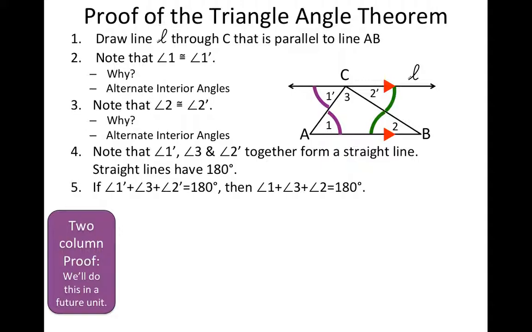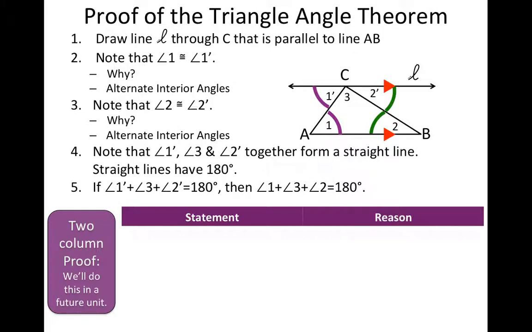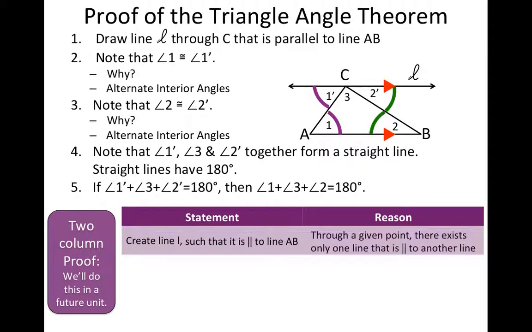Now let's do a 2-column proof. This is a kind of formal proof that we'll do later in the year in a different unit. 2-column proofs have statements, and they have reasons for those statements. So the first statement is going to be about drawing a line through C that is parallel to line AB. So I say create a line L such that it is parallel to line AB. And the reason for that is that through a given point, there exists only one line that is parallel to another line. So it's not like there can be two different line L's. There's only one.